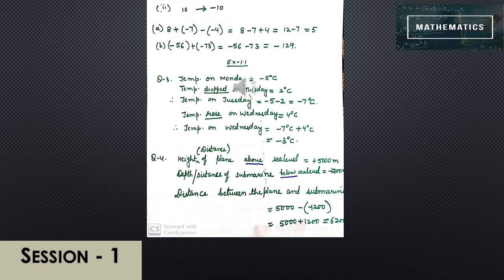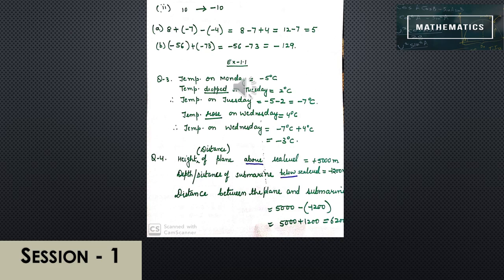Let's proceed. How to solve the integers? Now if we consider 8 plus minus 7 plus into minus, what do you mean by this? 8 plus into minus becomes minus. So 8 minus 7, and minus into minus 4 will become plus 4. So the statement will become 8 minus 7 plus 4, which is equal to 12 minus 7, which is equal to 5. Similarly, you can see the second example, how to solve these integers.